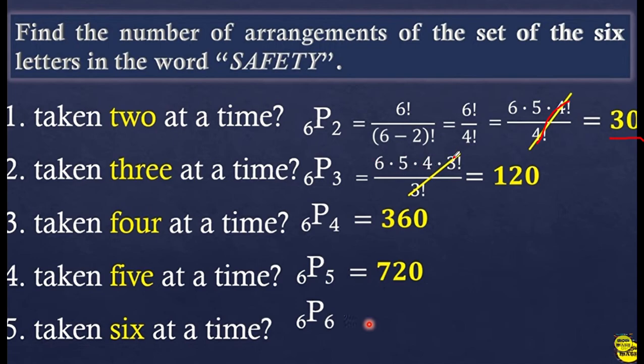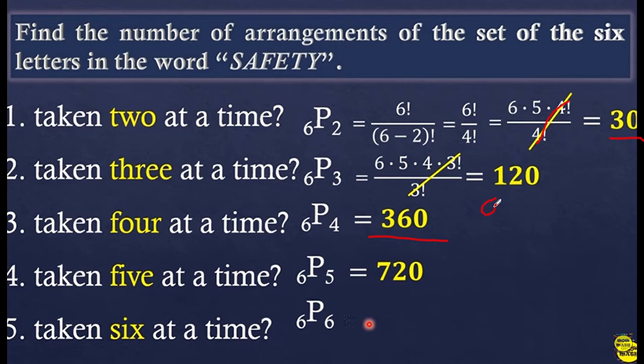And then we stop at 3 factorial so that it can cancel the 3 factorial at the bottom. So we cancel 3 factorial and then we get the answer of 6 times 5 times 4, and the answer is 120. Now, for number 3, taken 4 at a time. So again, same ang ato n. Ang ato n kay 6, ang ato r is 4.